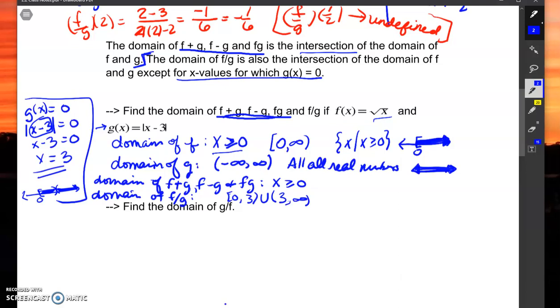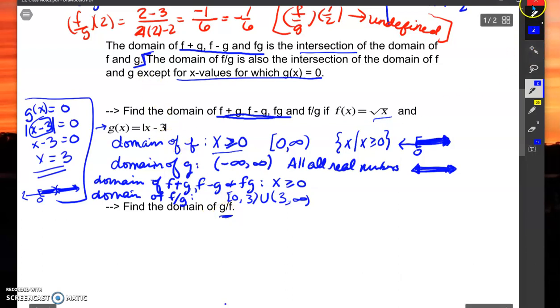Okay, find the domain of g over f. Notice I just switched it around. Now, why did I not have you do g plus f, g minus f, or g times f? Because the domains of those are all going to be the same. If you add two functions, it's the intersection of the domains of the two. It doesn't matter which one you're adding to the other, or subtracting or multiplying. But for division, it does matter, because it's the one in the denominator that cannot be equal to 0.